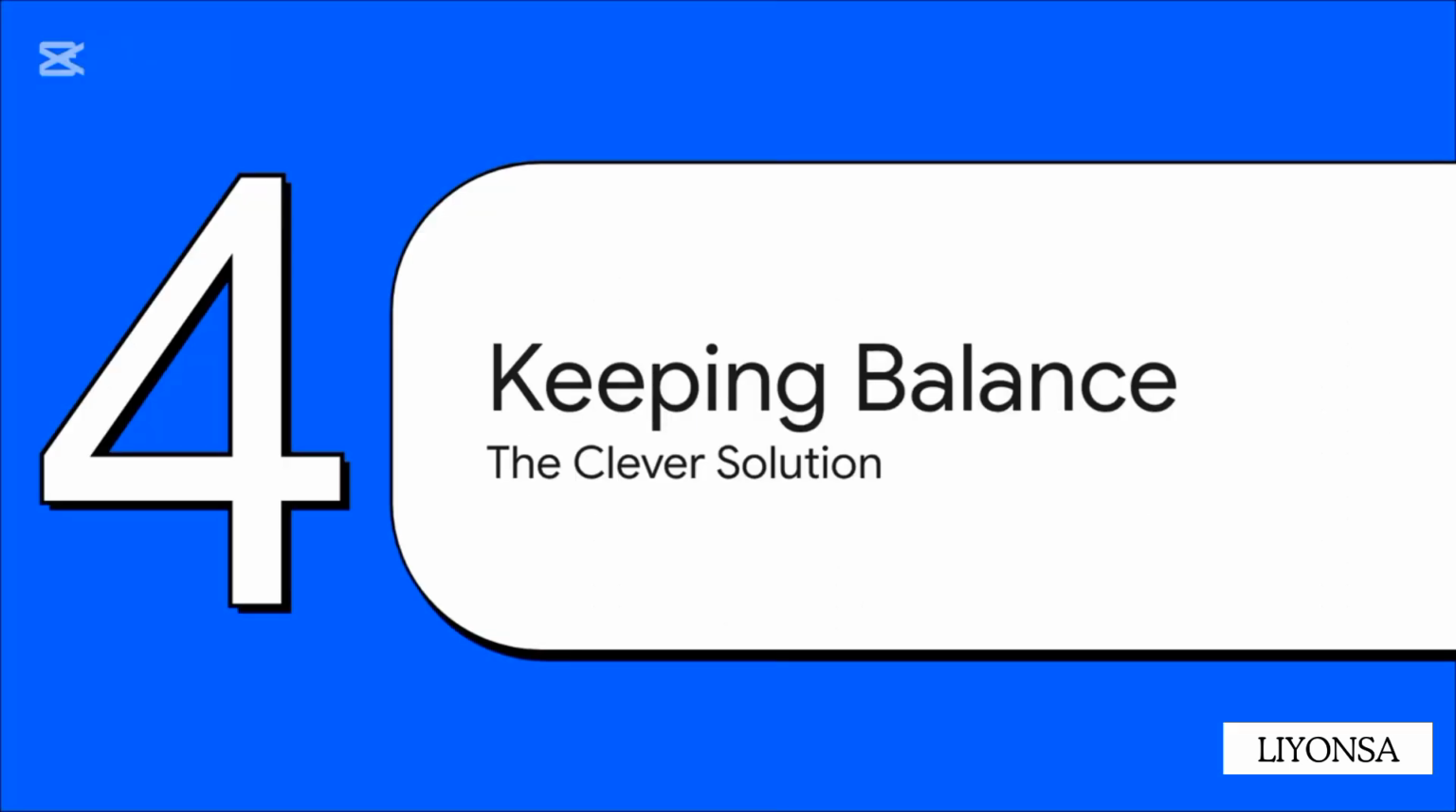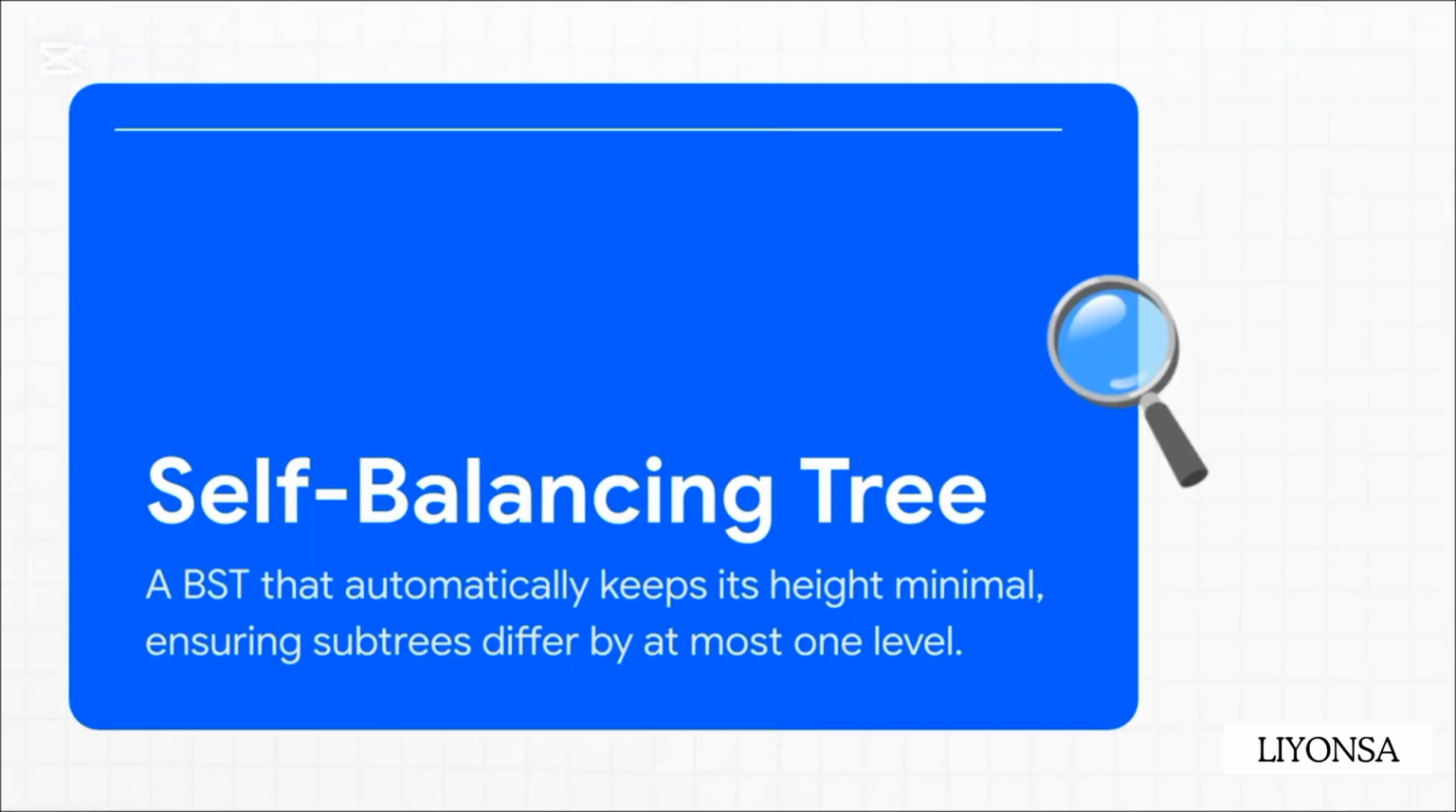So, what's the fix? How do we stop our beautiful, fast tree from turning into this slow, clunky list? Well, this is where computer scientists got really clever. So, say hello to the self-balancing tree. A great example is the AVL tree. It's basically a regular binary search tree, but with a built-in superpower. It's constantly watching its own shape.